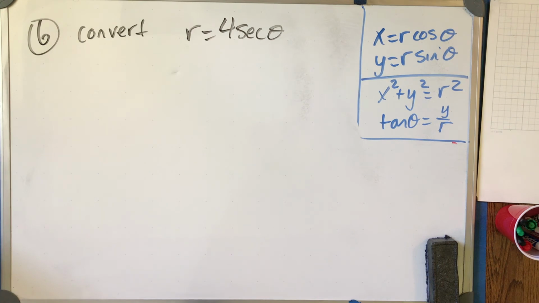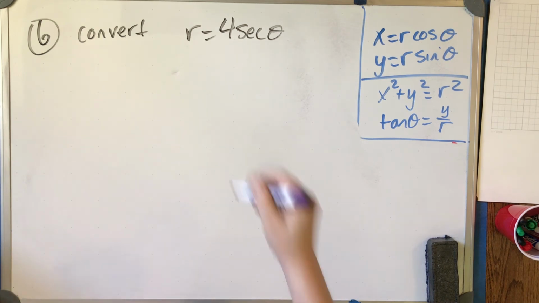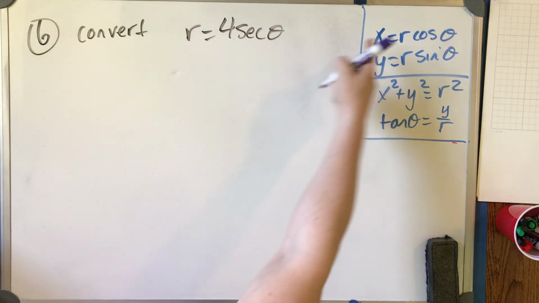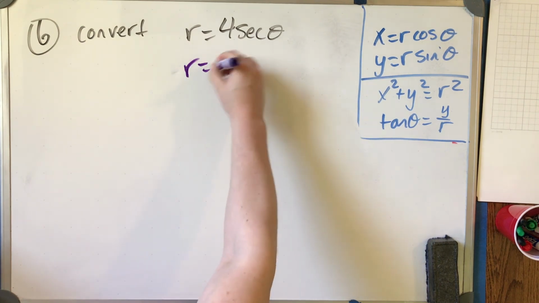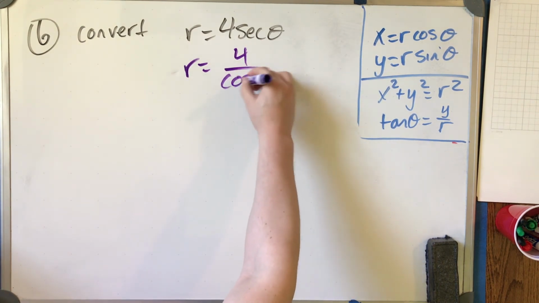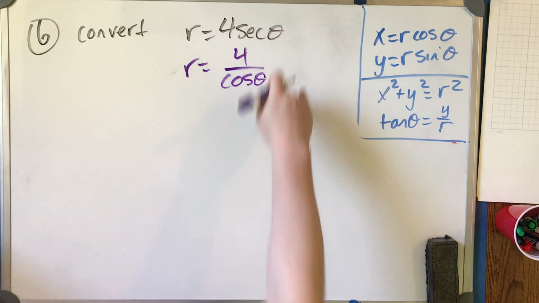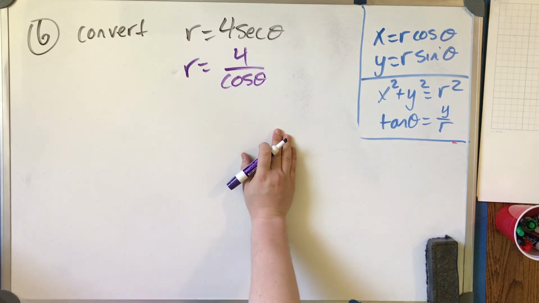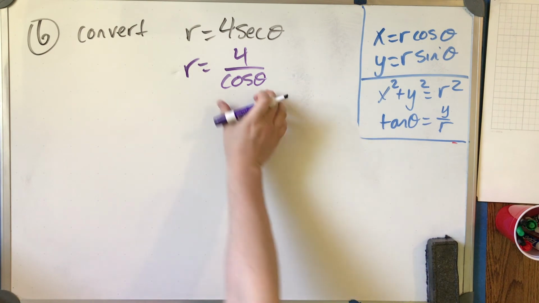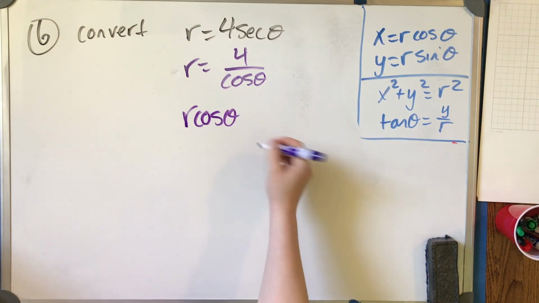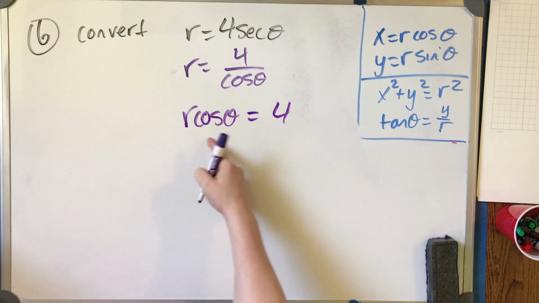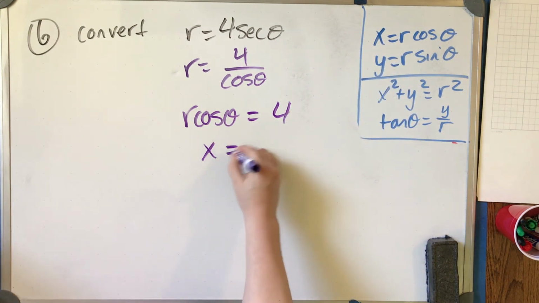For 6, we just have another one: convert r equals 4 secant theta into rectangular, and then identify the graph. I don't have anything that deals with secant, but I do have stuff that deals with cosine. So I'm just going to rewrite this as 4 over cosine. Remember, secant is 1 over cosine. And I don't have anything with denominators either, so let me multiply the cosine to the other side. I'll end up with r times cosine theta equals 4. R cosine theta is x, so this is really x equals 4.